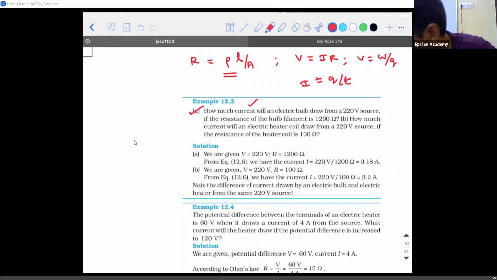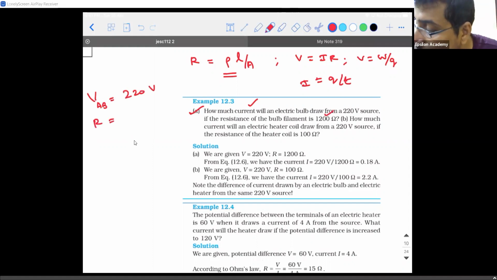How much current would an electric bulb draw from a 220 volt source? So potential of AB is equal to 220 volt, if the resistance of the bulb filament is 1200 ohm. So potential is given, resistance is given. How will you find current?